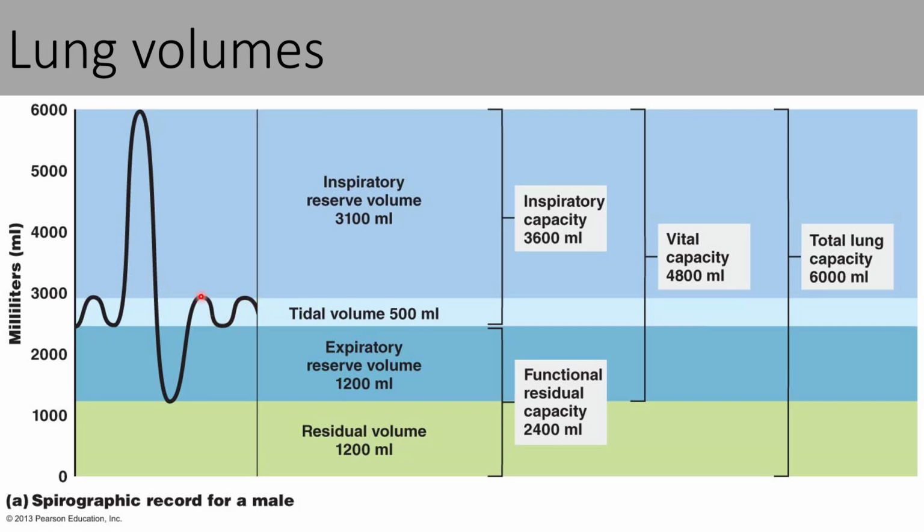Well, the volume of air moved in a normal, quiet inhale or normal, quiet exhale is called the tidal volume. And in the average healthy adult white male, it's about 500 milliliters. So inhale, 500 milliliters. Exhale, 500 milliliters. That's normal, quiet breathing, tidal volume inhale or tidal volume exhale, about 500 milliliters.